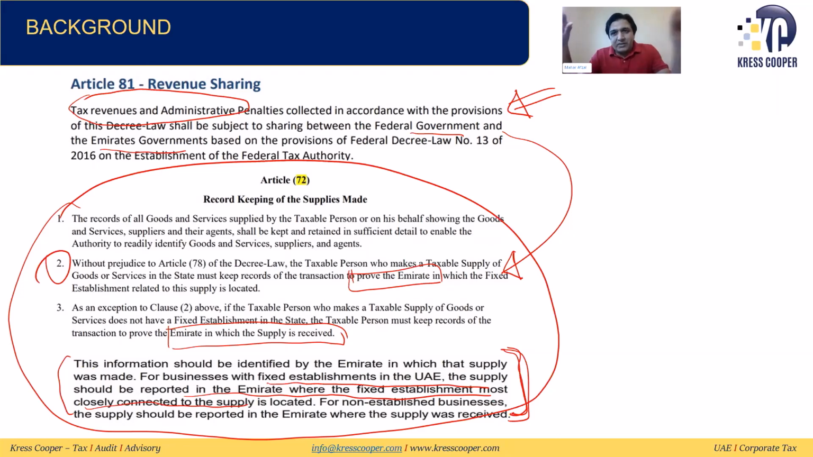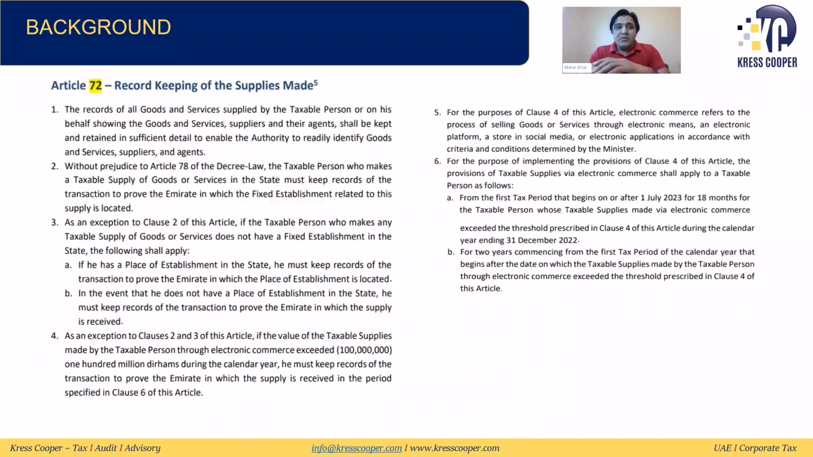Where there is a fixed establishment, supply should be reported in the Emirate of the fixed establishment very close to the place of supply. Where there is no fixed establishment, supply should be reported in the Emirate in which the supply is being received. This was the previous requirement of the law. Now Article 72 of the law has been amended.